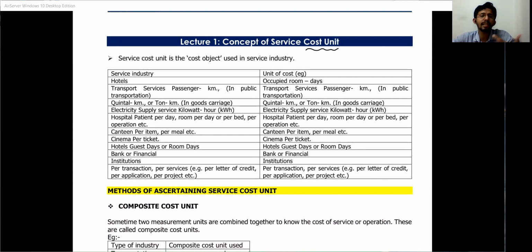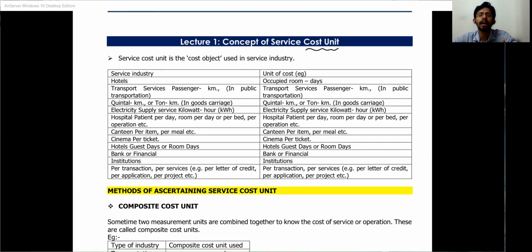Now if the cost object is oil, then the unit of cost will be liters. Sometimes you use kilograms also. When you take automobiles, motor cars, the cost object will be motor cars, but the cost unit will be numbers. So depending upon the type of each product, you will have a unit of cost, or cost unit, as we call it. Those things we have learned in chapter 1.